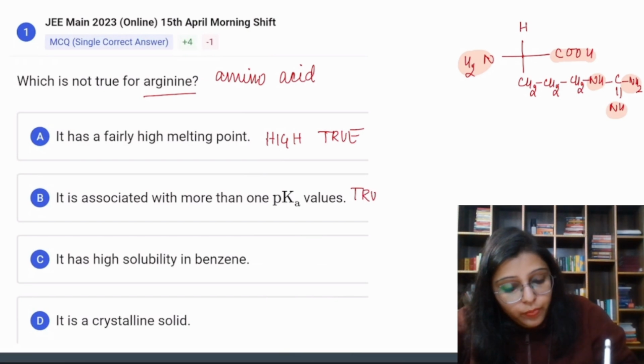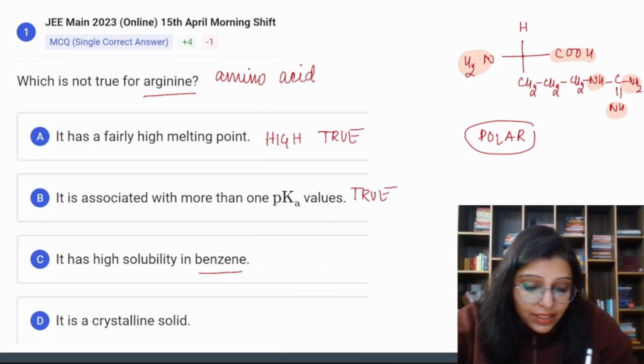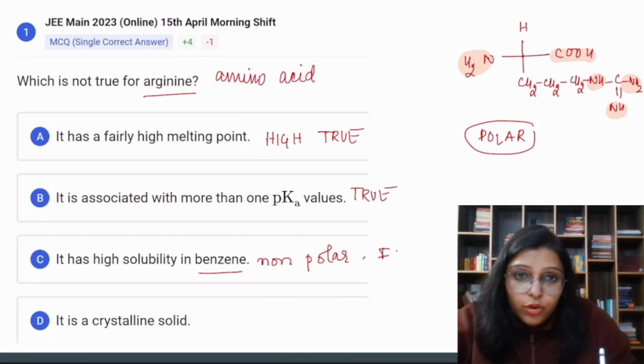This is also true. Now, it has high solubility in benzene? No. Why? Because this is polar. Polar molecules are soluble in polar solvent, and benzene is a non-polar solvent. So this is false.